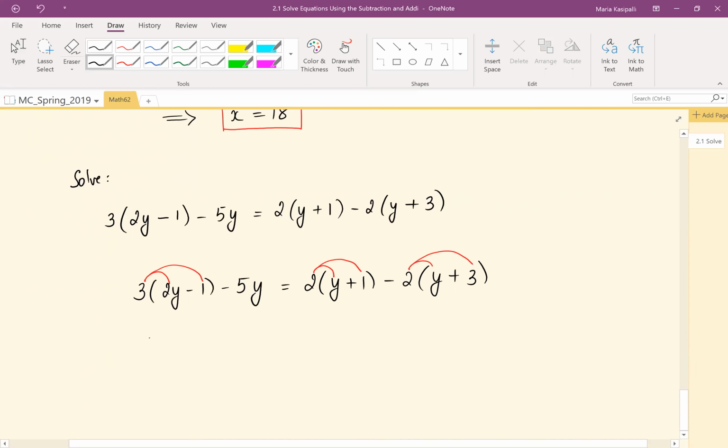So we have 6y, 3 times 2 is 6. The y cannot be multiplied to the 3, so it just remains attached to the multiplied answer. Minus 3 minus 5y. 2 times y is 2y, plus 2 times 1 is 2, minus, you need to be careful here because you have the minus in front of the 2. It is with a sign that you multiply. So it's negative 2 times y, which is negative 2y. Negative 2 times positive 3 is negative 6.